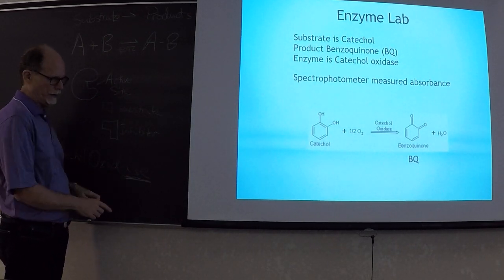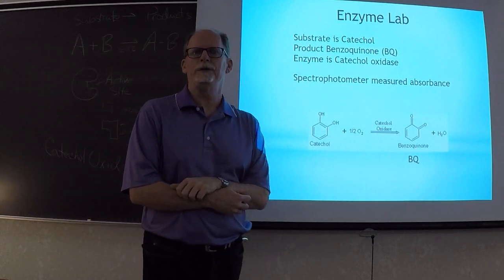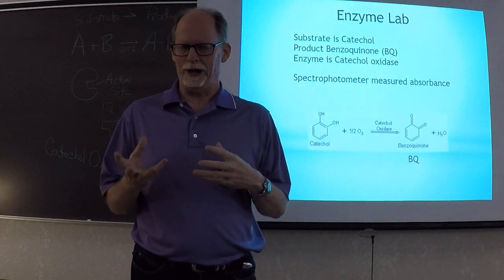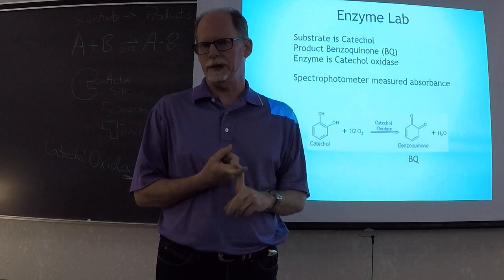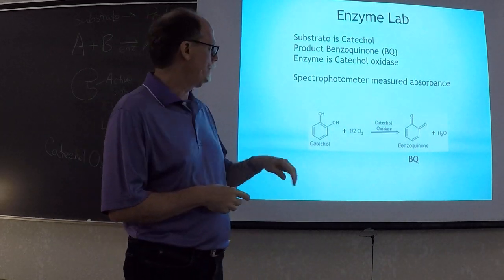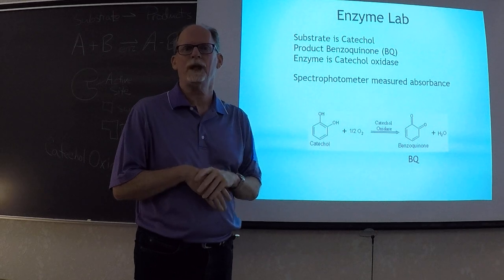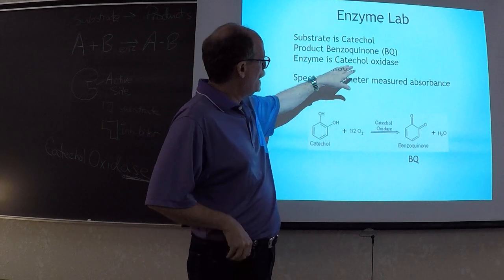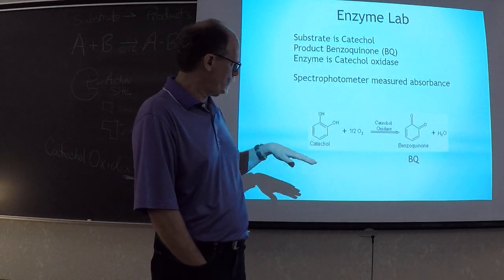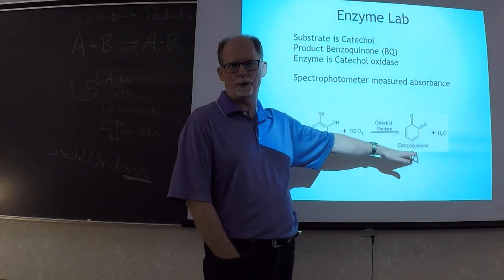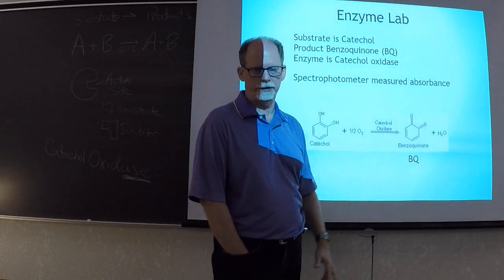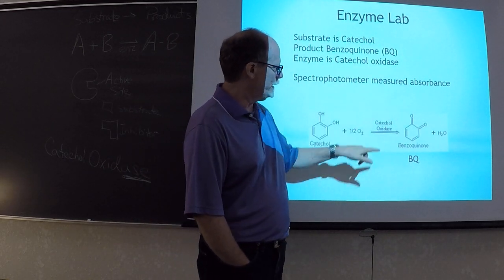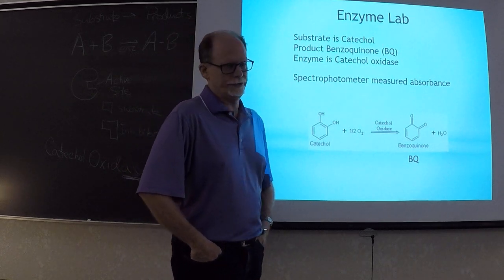It ends in ASE. It's found in a lot of vegetables that have starch. Potatoes will turn brown because of catechol oxidase. What catechol oxidase does is it generates a reaction. It converts catechol to benzoquinone, or BQ, just a shorter way of remembering that. This is the substrate of this enzyme, okay?